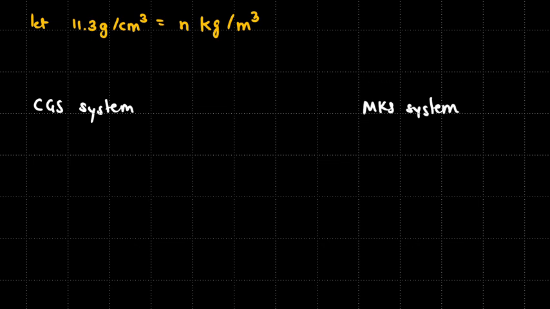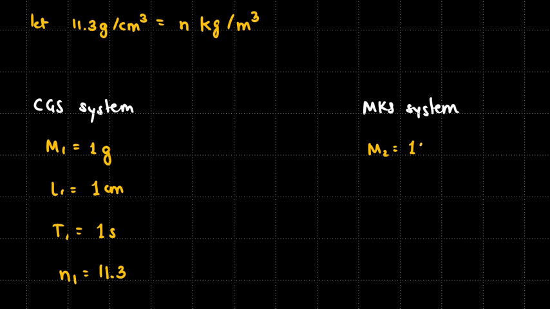system over here. So in CGS system, mass is represented in terms of gram, length is represented in terms of centimeter, and time is represented in terms of second, and n1 is 11.3. In MKS system, mass is represented by kg, length is represented by meter, and time is represented by second, and n2 will be n in this case because we are considering it as n.